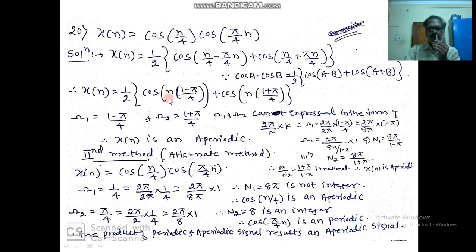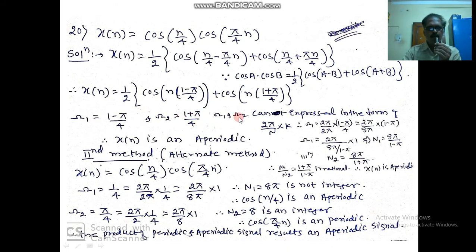Now it becomes a linear combination of these two signals. I converted the product terms into a sum of two functions. This is cos of omega n, this is cos of omega n. So this is x1 of n, this is x2 of n. Here omega 1 value is 1 minus pi by 4, cos of omega n, where the omega value is 1 minus pi by 4. This omega value we call omega 1. This is x2 of n, cos of omega n. Here the omega value is 1 plus pi by 4. That omega value we call omega 2, equal to 1 plus pi by 4.